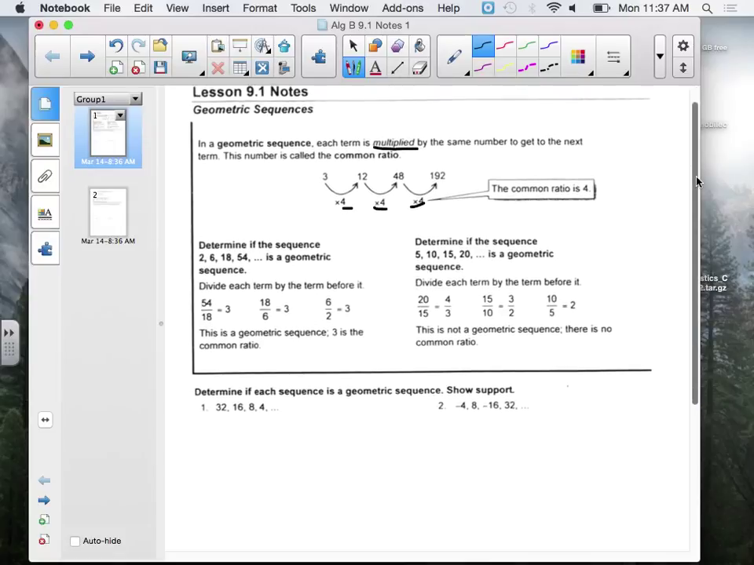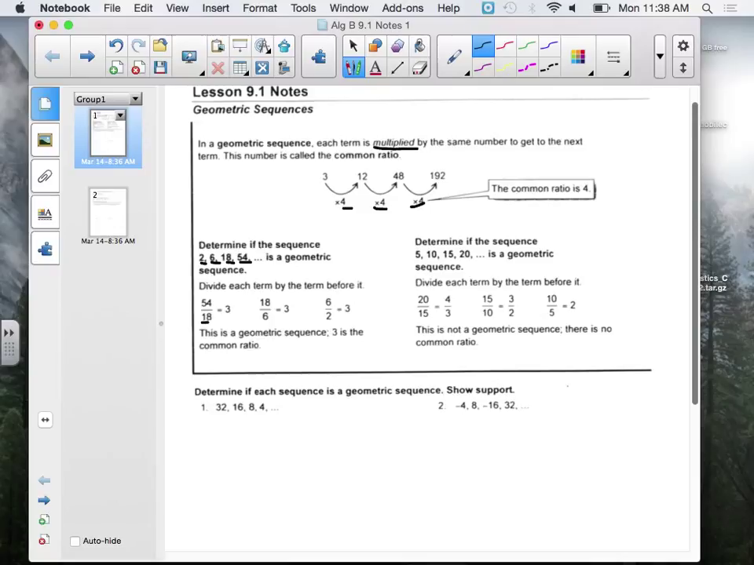To find that, first thing you have to do is divide whatever term you want by the term that came before it. So for this one, 54, you divide by the previous term, 18. 54 divided by 18 is 3. So that's 1. Next one, 18 divided by the previous term, 6. 18 divided by 6 is 3. And the last one, 6 divided by its previous term, 2. 6 divided by 2 is 3.